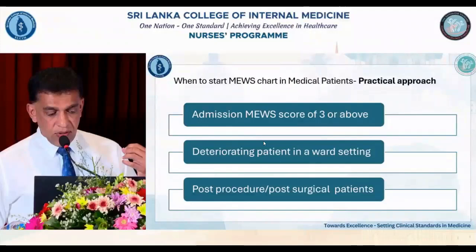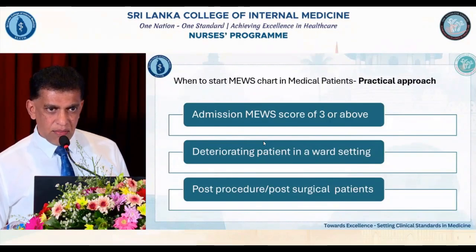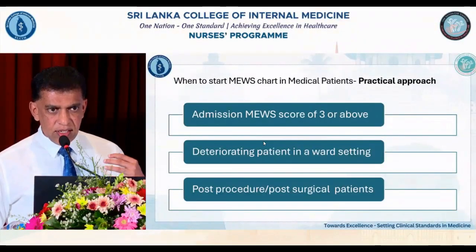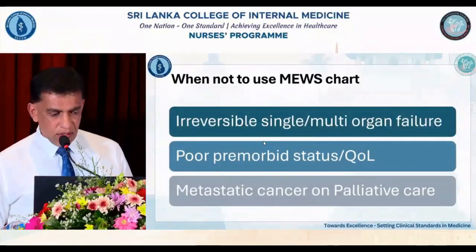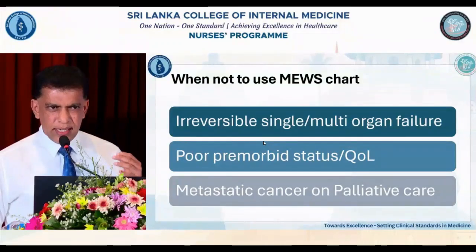And also this is very important: post-procedure. So you have some patients who are going for pleural biopsies, renal biopsies, coming back to the ward, should have a chart initiated irrespective of their MEWS score. And post-surgical patients as well. So these are the 3 categories of patients in a medical unit that we would want you to start the MEWS chart. Right?